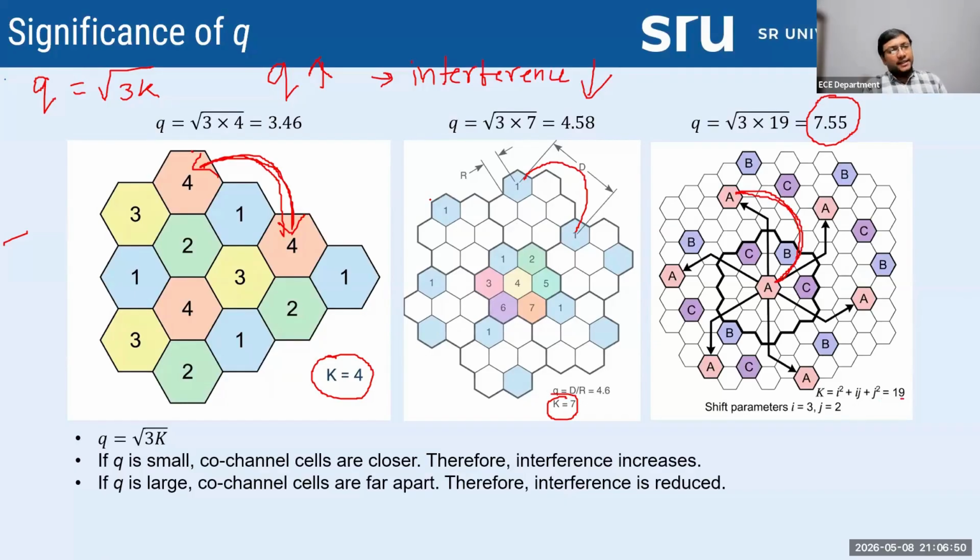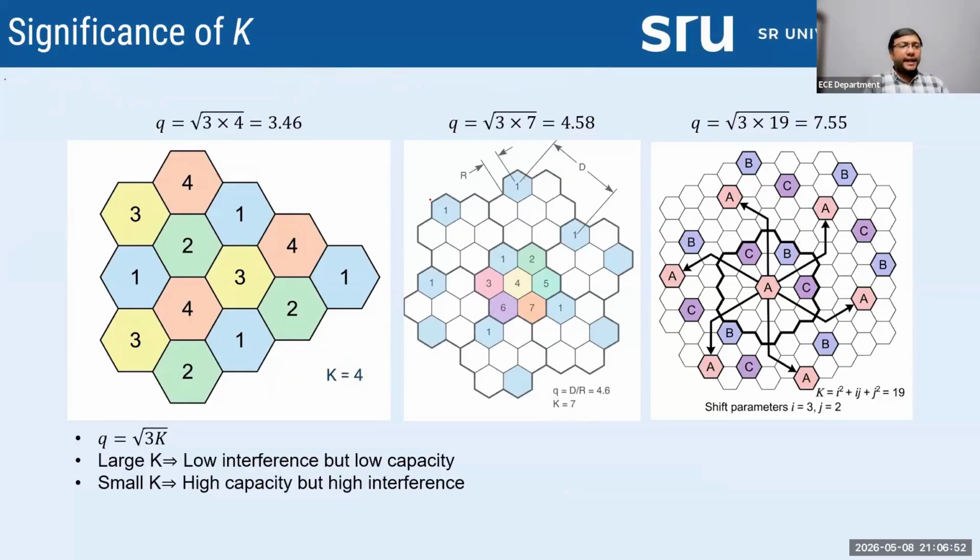Okay. Another significance that we can get from the significance of K. What is the significance of K? If the K value is higher, then definitely the Q value will again go higher. So in other terms, we can say that for large K, low interference. And for small K, high interference.